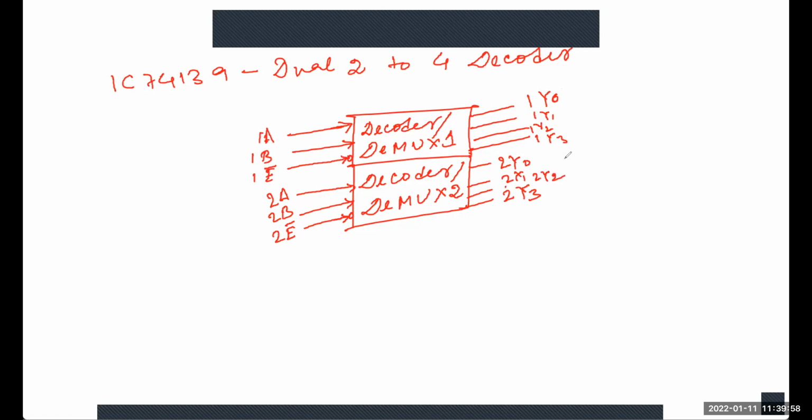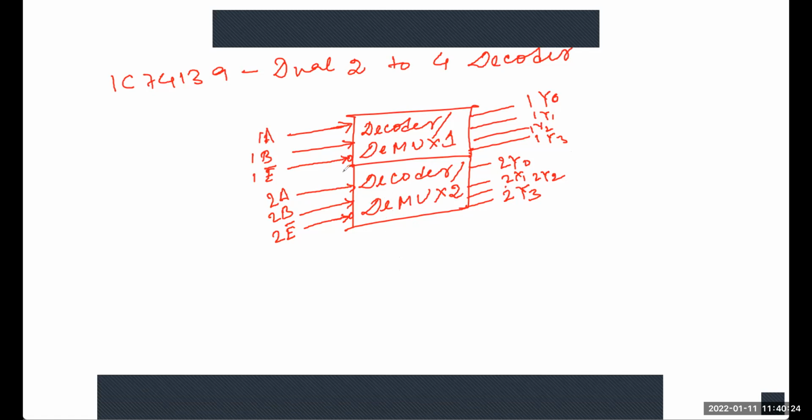So this is a logic symbol for dual 2 to 4 decoder. From the name you can easily understand that here the input is 2 and the output is 4. Actually, this IC 74139 consists of two individual 2 to 4 decoders in a single package. This is the first 2 to 4 decoder, and this is the second. Each decoder has two inputs.